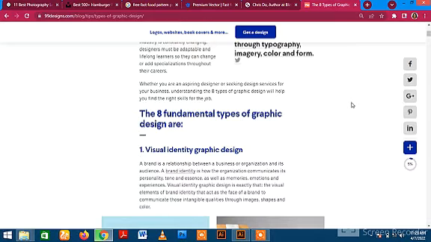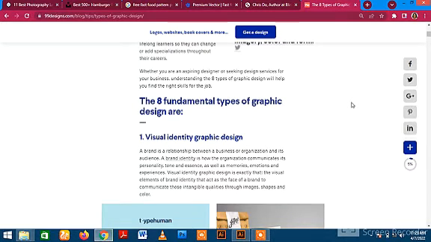So the first type of graphic design I want us to look at is visual identity graphic designer.